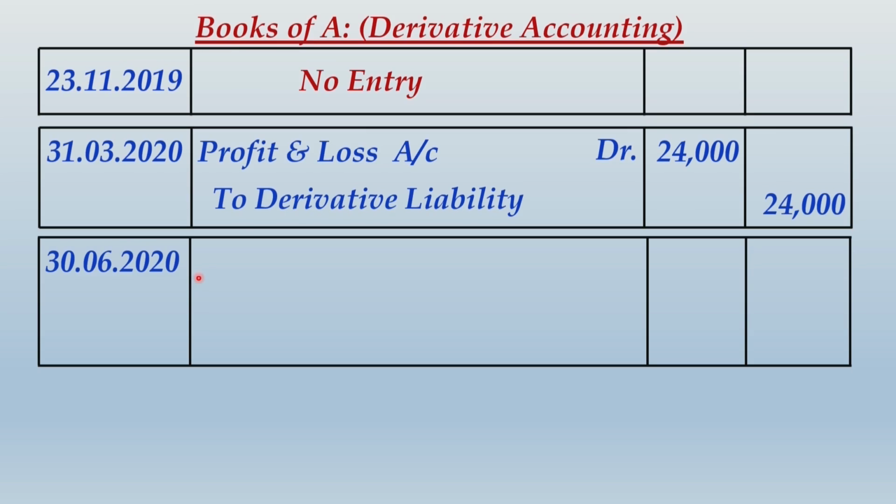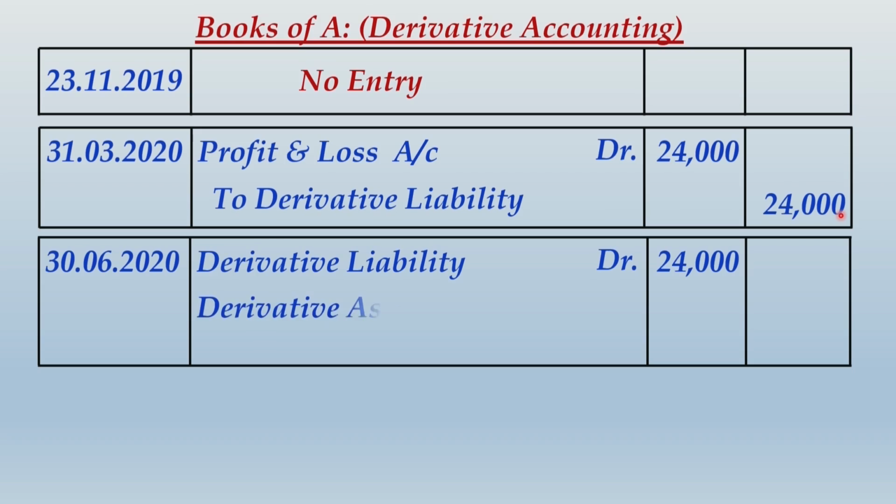To recognize that gain, first of all you will square off this liability of 24,000 by debiting that liability. You will now recognize a derivative asset of 40,000, and the aggregate of these two will be taken to the credit of P&L, that is 64,000.